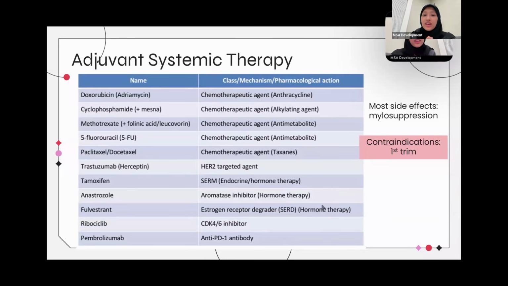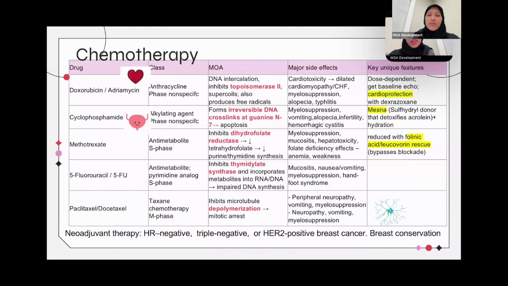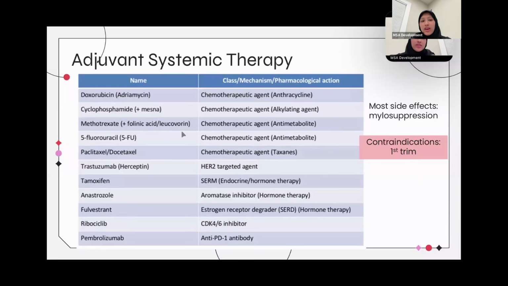Again, it affects cell lines, right? Like cell division. So you do not want to give it to someone who is pregnant and in first trimester, where the baby is dividing and growing more and more. So for chemotherapy, we will talk about these five.